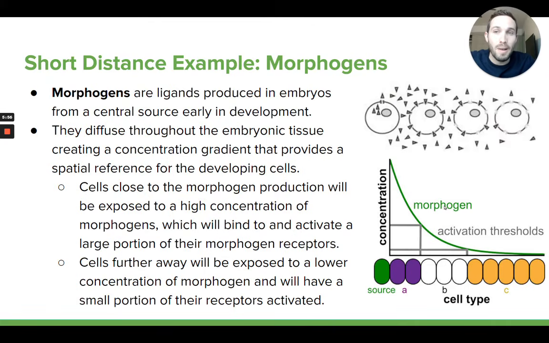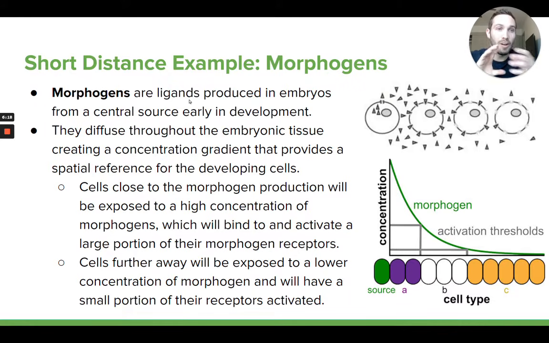That's called paracrine signaling. And so now what I want to do is go over a few different very common examples of this type of short distance communication that come up a lot. Some of these examples are a little tricky, so I'll try to explain them as best I can. One of them is morphogens that are involved in early embryonic development.